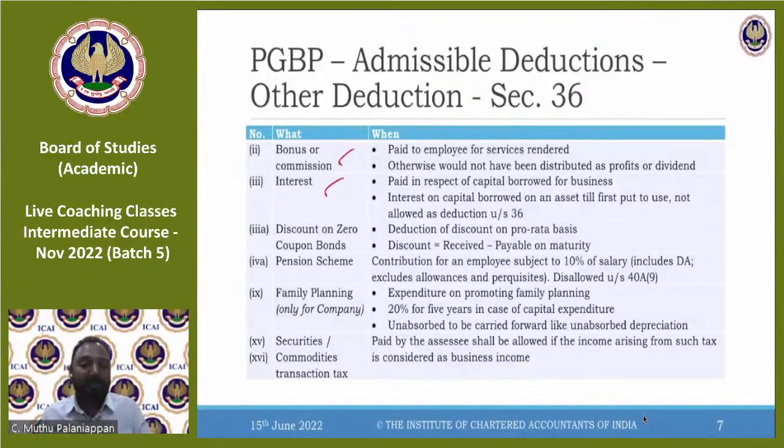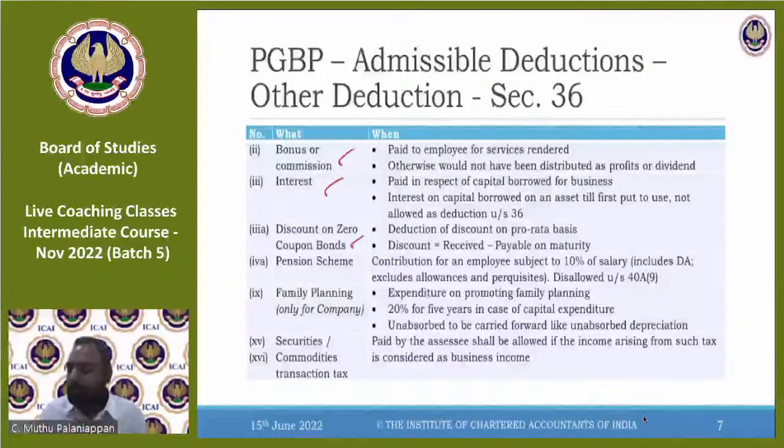So it is not allowed as a deduction. Whatever is incurred on an asset after capitalization is only claimed as an expenditure under section 36. So that is about interest. And then we have discount on zero coupon bonds. What do you mean by this discount?